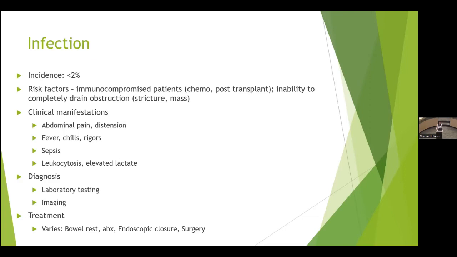The incidence of infection after ERCP is less than 2%. And typically it manifests as cholangitis, which is a bile duct infection, or acute cholecystitis, meaning we can cause an infection of the gallbladder, bacteremia, or sepsis. The risk factors include patients who are immunocompromised for whatever reason, whether it be chemo, whether they be post-transplant on immunosuppressive medication. The other risks include inability to completely drain the obstruction.